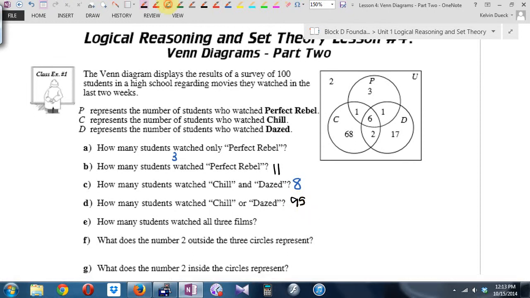How many students watched all 3? 6. And you can see why a Venn diagram as a visual aid actually gives you an awful lot of information.